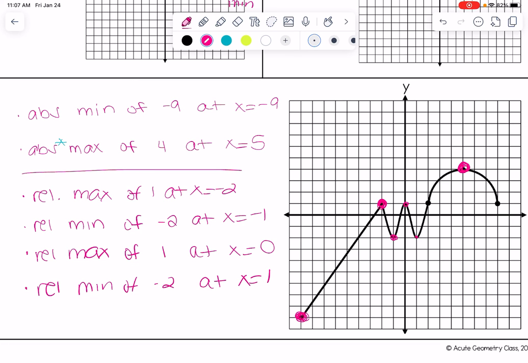And now we have accounted for all of the extrema on this graph. In future lessons, you'll be learning how do we find extrema when we are just given a function and we do not have a graph to look at.